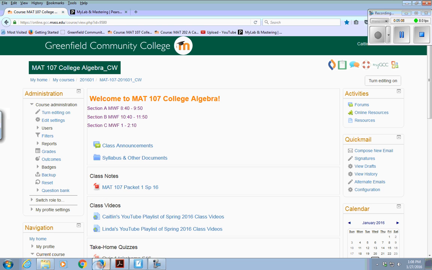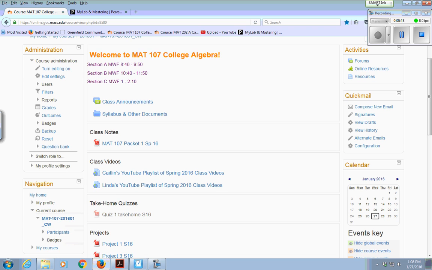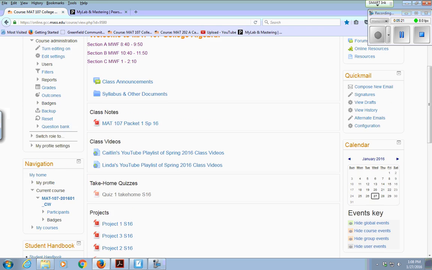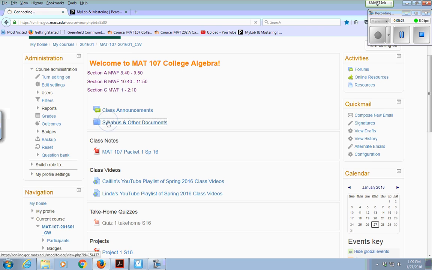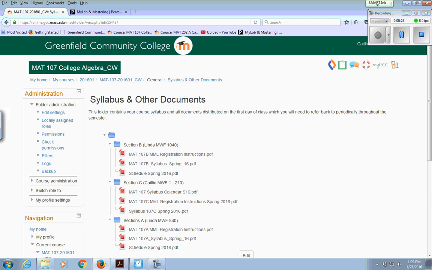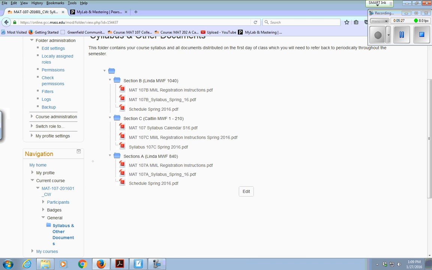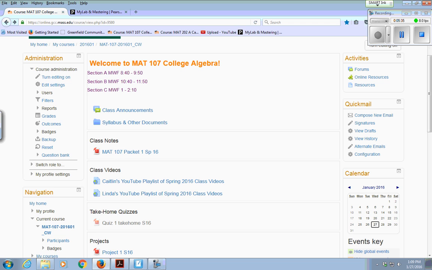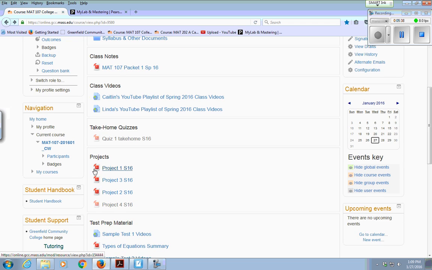Moodle is a great resource if you have to miss something. So this is our Moodle site. We're sharing it with 2 other sections of college algebra. So we're section C. If you go into syllabus and other documents, you can see section C. These are the things I've given you so far, right? The syllabus and the MyMathLab registration instructions. And then everything else will be the same for all 3 sections.